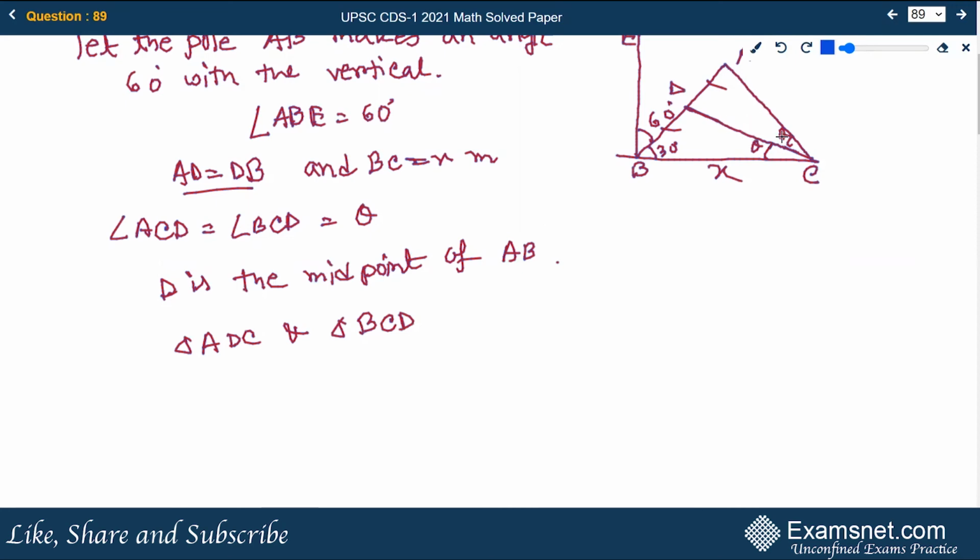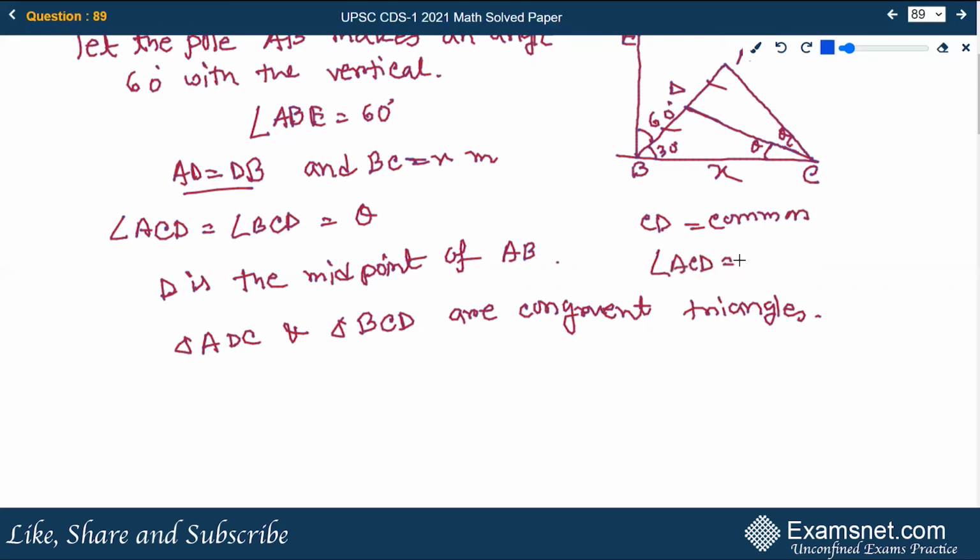These two triangles are congruent because this is the common arm CD, these two angles are equal, and also these two sides are equal. So by SSA criteria, these two are congruent. Correct. So they are congruent triangles. Let me write the points here. CD is common. Also angle ACD equals angle BCD and AD equals BD. By these criteria, we can say these two triangles are congruent.